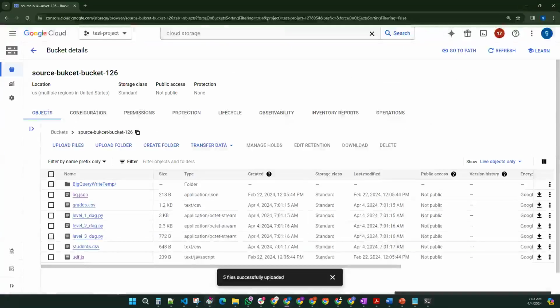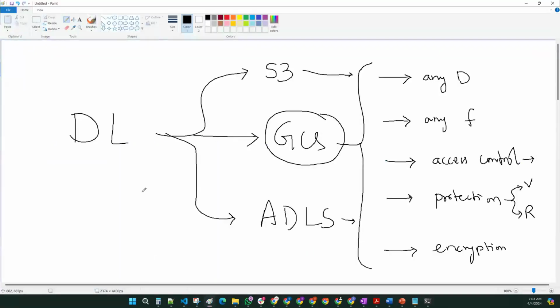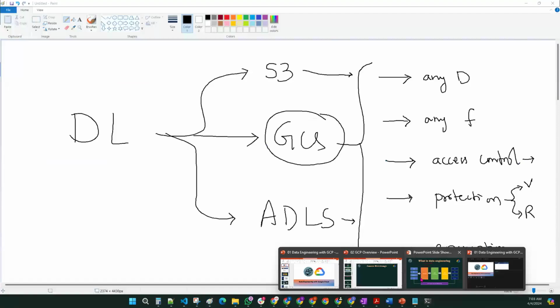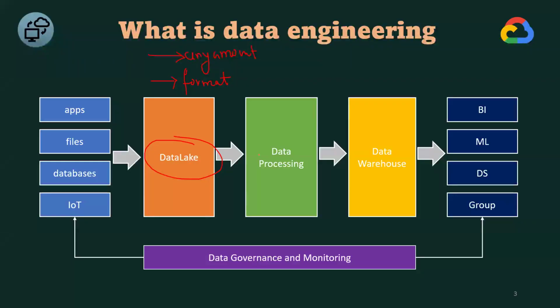Now, look at this one, guys. Hope you got some idea. So this is what data engineering is, sir.